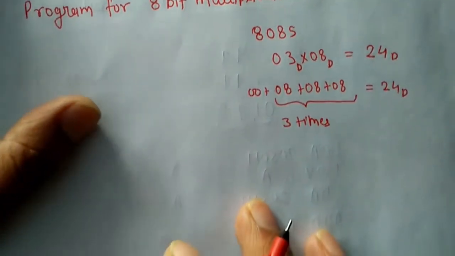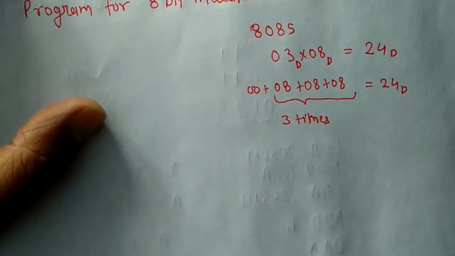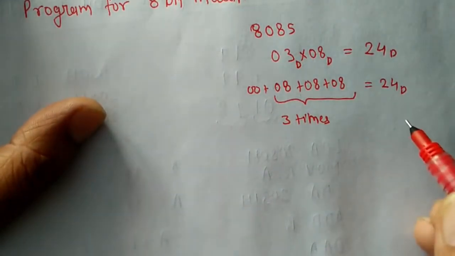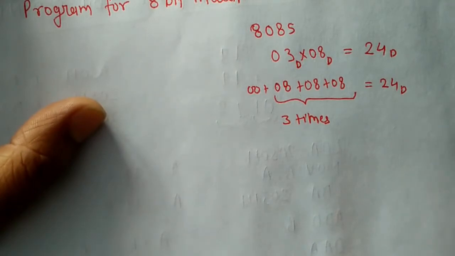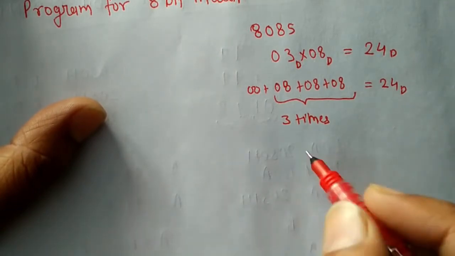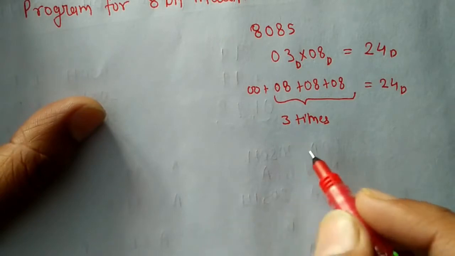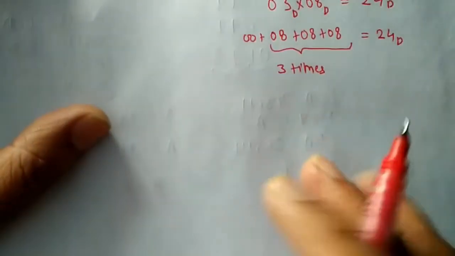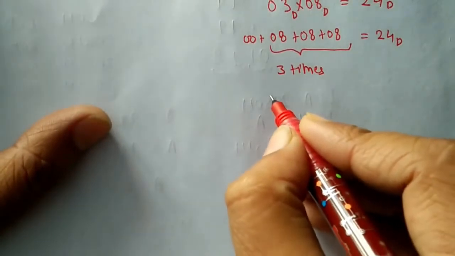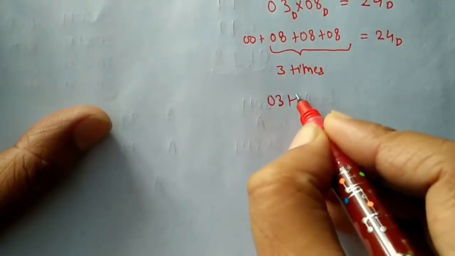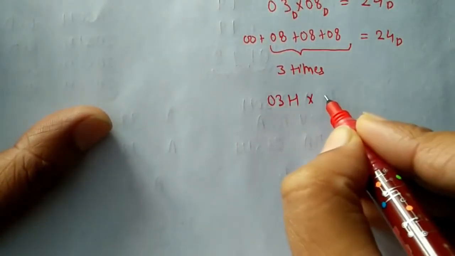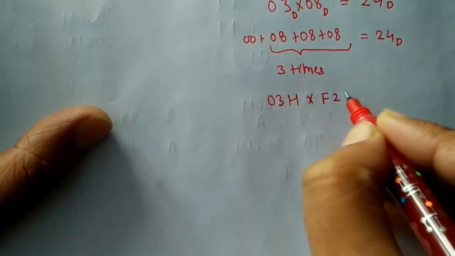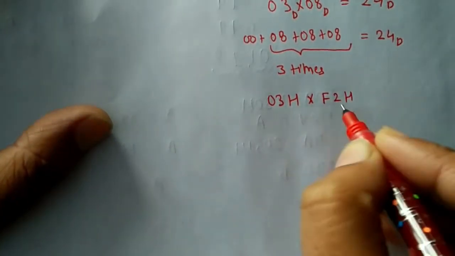But when we multiply two 8-bit numbers, the result may be of 8 bits and it may also be of 16 bits. That means we will have to take care of the carry generated during repeated addition. So let's see an example. If you want to perform 3h, this is a hexadecimal number, multiplied by f2h, you want to perform this multiplication.